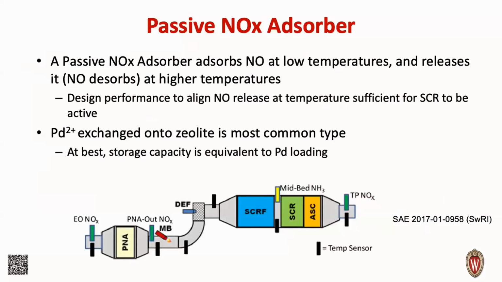And then the final device I want to talk about is the passive NOx adsorber. A passive adsorber absorbs NO at low temperatures and releases it at higher temperatures. So again, same idea. Sponge sucking it up at low temperatures before conversion can occur, and then lets it out at higher temperatures. And we use it to align the NO release when the SCR is hot enough. So they're not always used, but they really do a good job of taking care of the cold start NOx emissions, because they just hang on to them until it's warm enough.